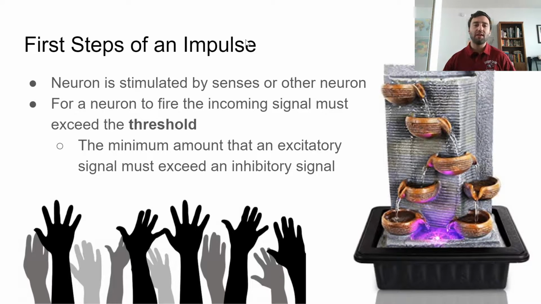So the big thing here is you need to understand the steps of a neural impulse. You need to understand exactly what happens when those neurons will fire, when they won't fire, and how that's going to happen. The first step is basically there has to be some sort of stimulation of that neuron. Now, this can come from two main places. It can come from another neuron, or it can come from a sensory organ.